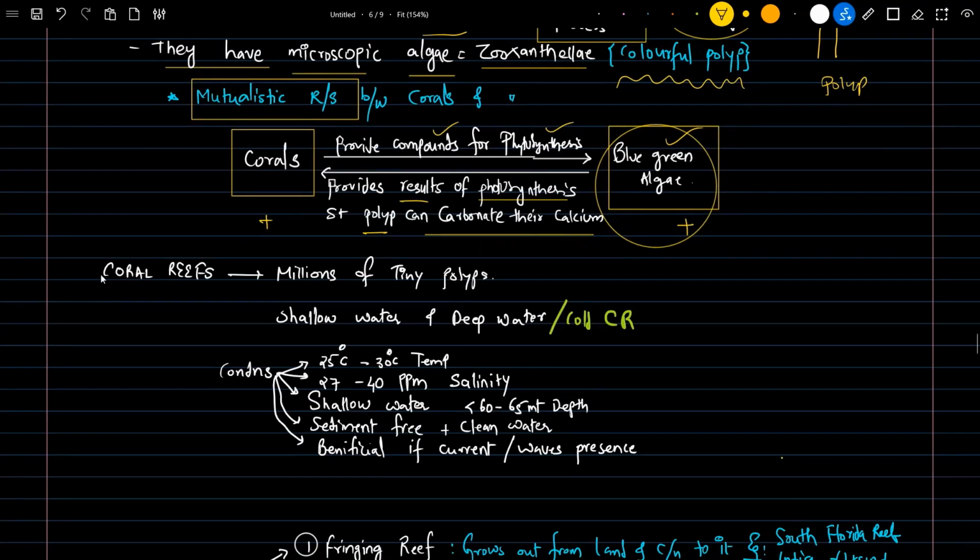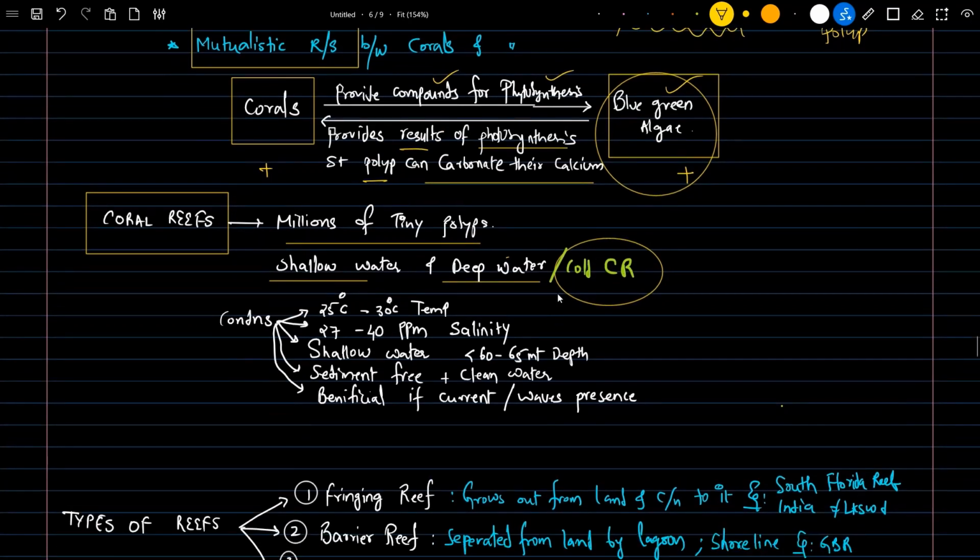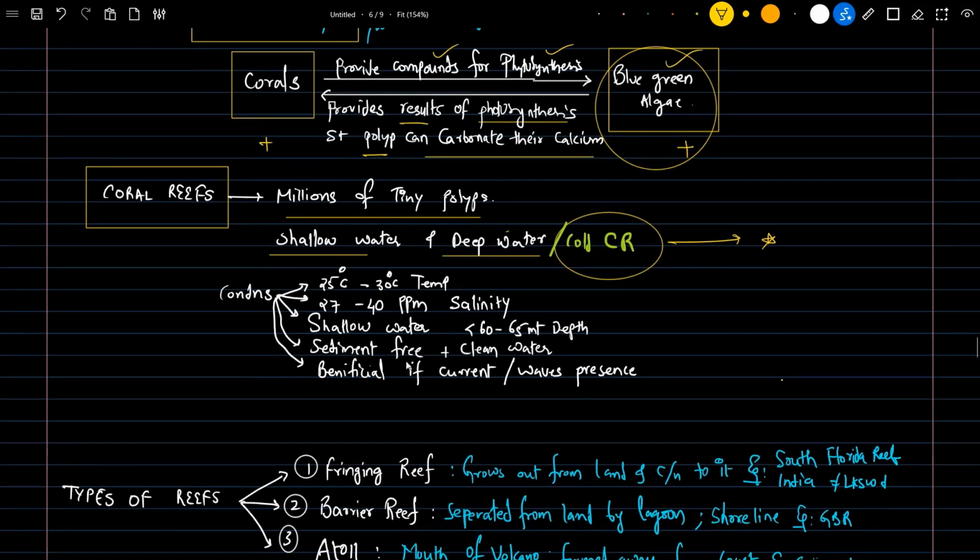Next, coming to coral reefs. Up to now what we saw is basically the corals. A coral reef is simply millions of tiny polyps. If a large group of polyps is present, then it is simply called a coral reef. It can occur in both shallow water and deep water. In deep water, we can say there will also be cold coral reefs. But okay, this is an important point which we'll also discuss a little later.